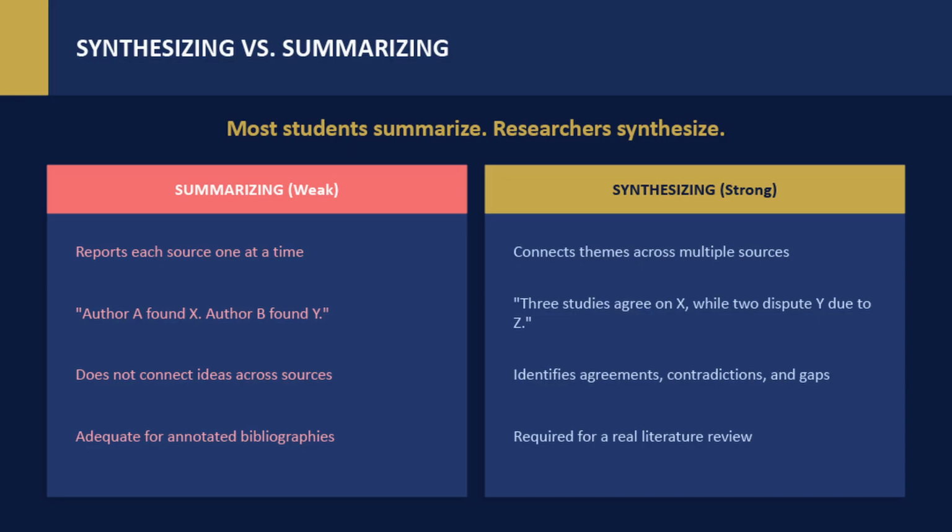So Synthesizing is strong because it connects themes across multiple sources. 3 studies agree on X while 2 dispute Y due to Z. You have to make connections with your sources and use your sources as a way to actually have nice connections, ideas, connotations, and things to your research. So it identifies agreements, contradictions, and gaps. And it's required for a real literature review.